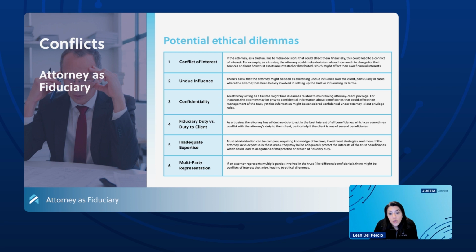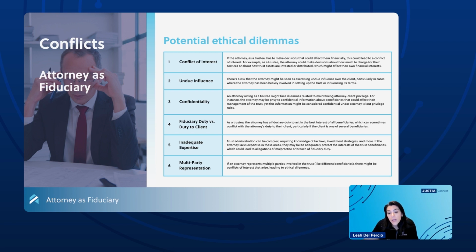Inadequate expertise. Trust administration is complex. It requires specific knowledge of tax laws, investment strategies, and more, a lot of financial advisory type skills in many cases. If the attorney doesn't have expertise in these areas, say they're a great estate planner and estate litigator, but they don't have a tax background, or they're not financially savvy to the level that the assets of that trust demand, they may fail to adequately protect the interests of the trust beneficiaries. That could lead to allegations of a breach of fiduciary duty. So again, you run into these issues fairly frequently.